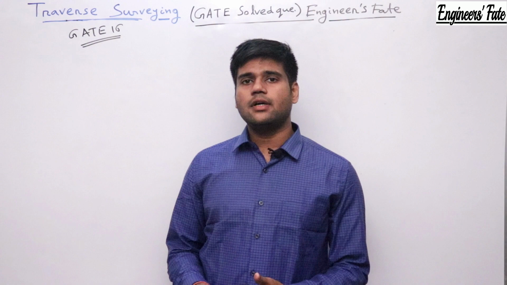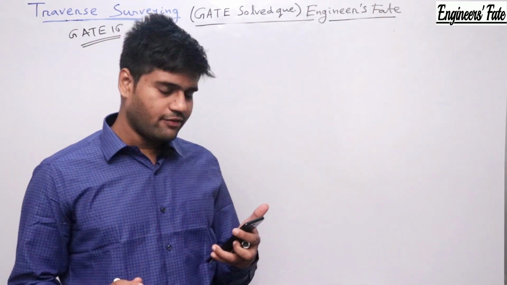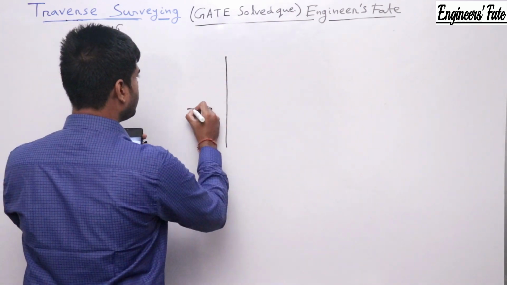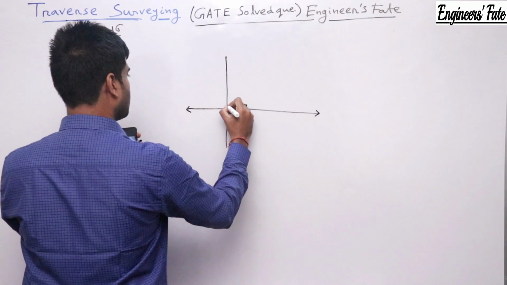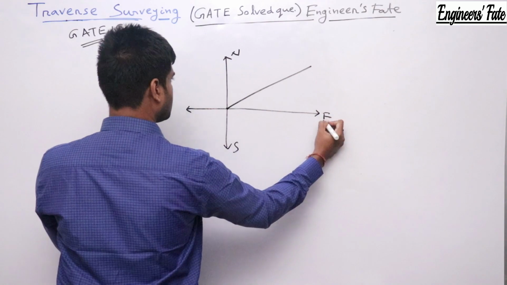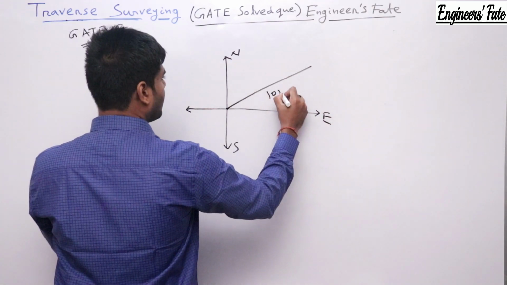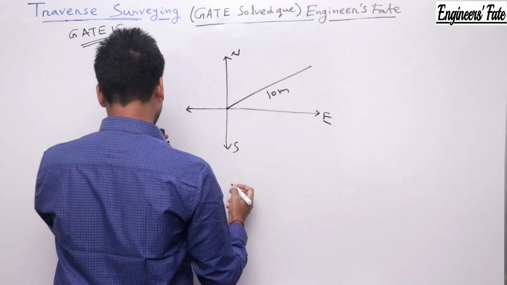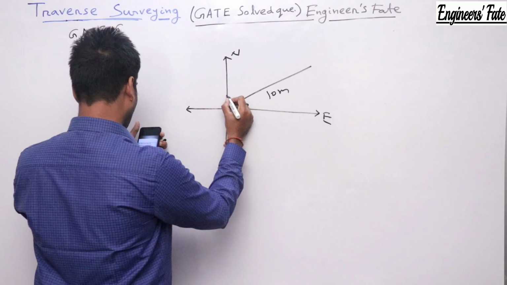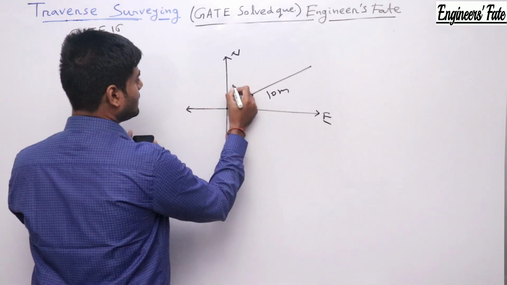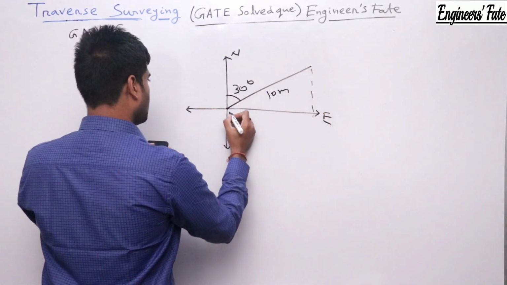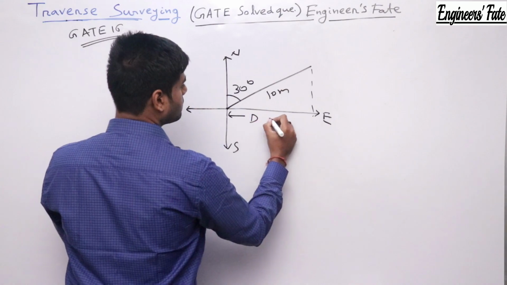So now we'll solve the 1 mark question asked in GATE 16. Very easy question. What is given? The reduced bearing of a 10-meter long line. So this is north, this is south, this is east. This line is 10 meter, and he has given the reduced bearing in the quadrantal system of bearings as north 30 degree east. So this is 30 degree, and he is asking us the departure value.